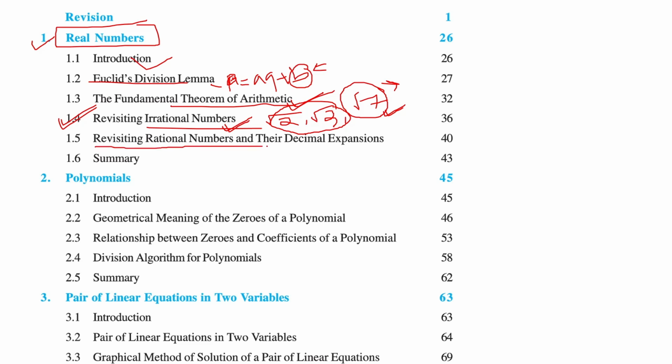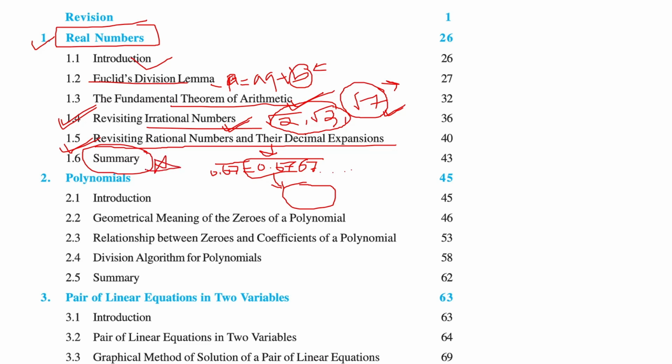Next is revisiting rational numbers and their decimal expansions. Decimal expansions are nothing but, for example, you will get 0.67 with a bar, so it will recur in this way, 0.67, 0.67. You have to convert this term into a fraction. These are the things. There are theorems along with that, and the summary is a must. You have to do it.